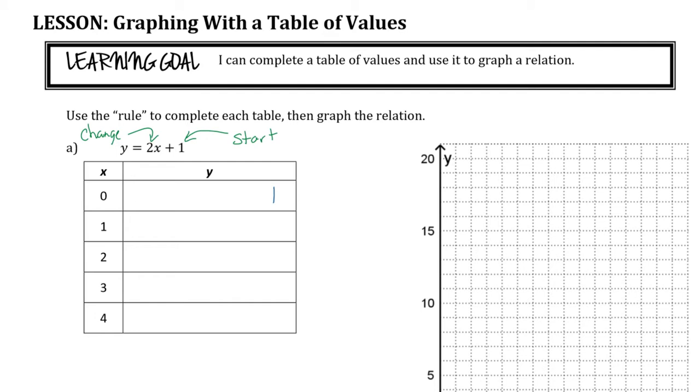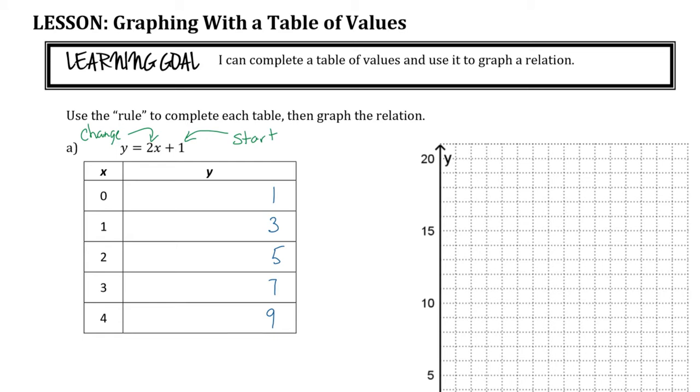Then my change is 2, so that's up 2. So if I start at 1 and I go up 2, I'm at 3. Up 2 more, I'm at 5. Up 2 more, I'm at 7. Up 2 more, I'm at 9. And that's how I could use that rule to come up with those table values.